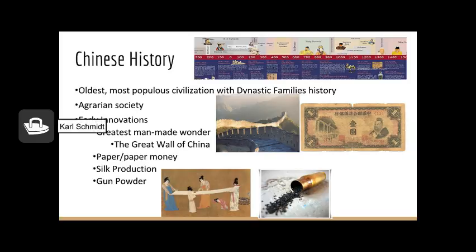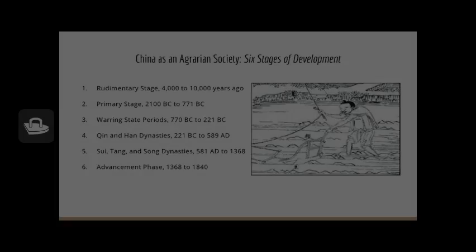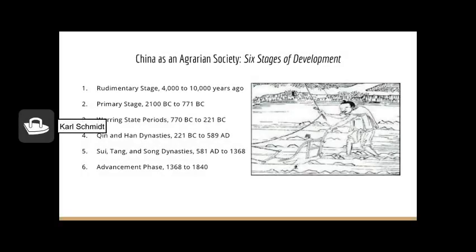Chinese history is unique because it is one of the oldest and most populous civilized countries, with histories of dynastic families. It's also referred to as an agrarian society, or commonly an agricultural society. Some of China's early innovations include the Great Wall of China, the introduction of paper money, silk production, and gunpowder. As an agrarian society, there are 6 common stages of development.